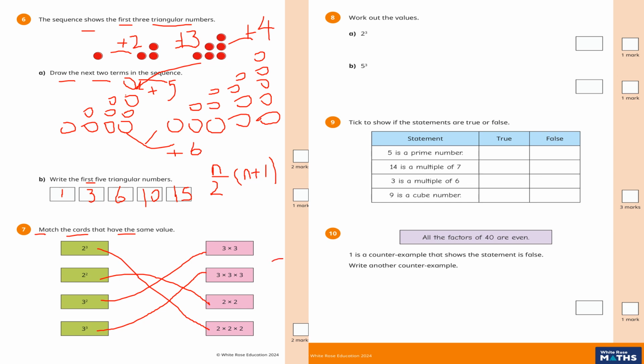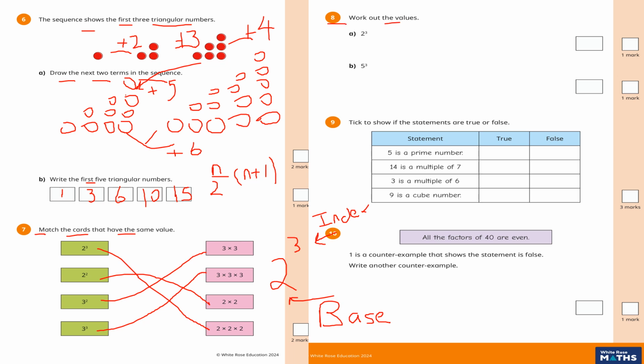The little superscript there is what I call an index, or a power, or an exponent. And then the 2 in this case is what I call the base. You will learn a lot more about this in GCSE maths. It's called the base number, or the base value. And the little superscript here is what I call an index, or a power, or an exponent.